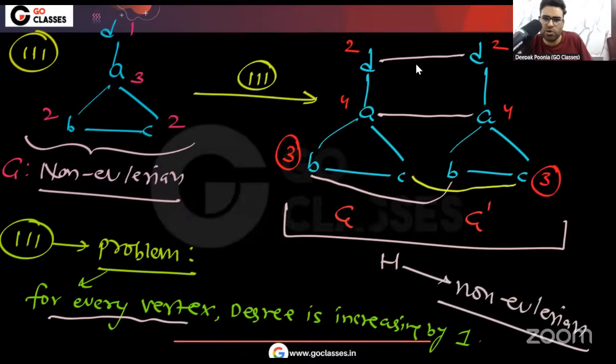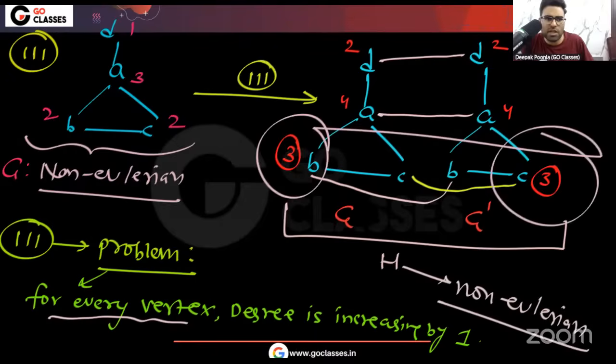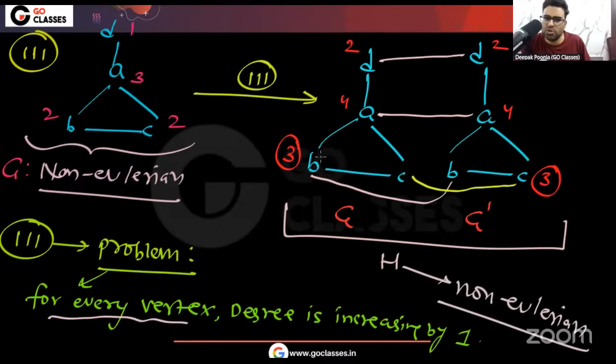In solution 3, you can notice we are making the corresponding vertices adjacent. Between the corresponding vertices, we are adding an edge. So for every vertex, the degree is increasing by 1. All the previous odd degree vertices become even degree vertices, and all the previous even degree vertices become odd degree vertices. That is the problem. You can see this B comma C were previous even degree vertices. Now in this new graph H, they have become odd degree vertices. So this is the problem.